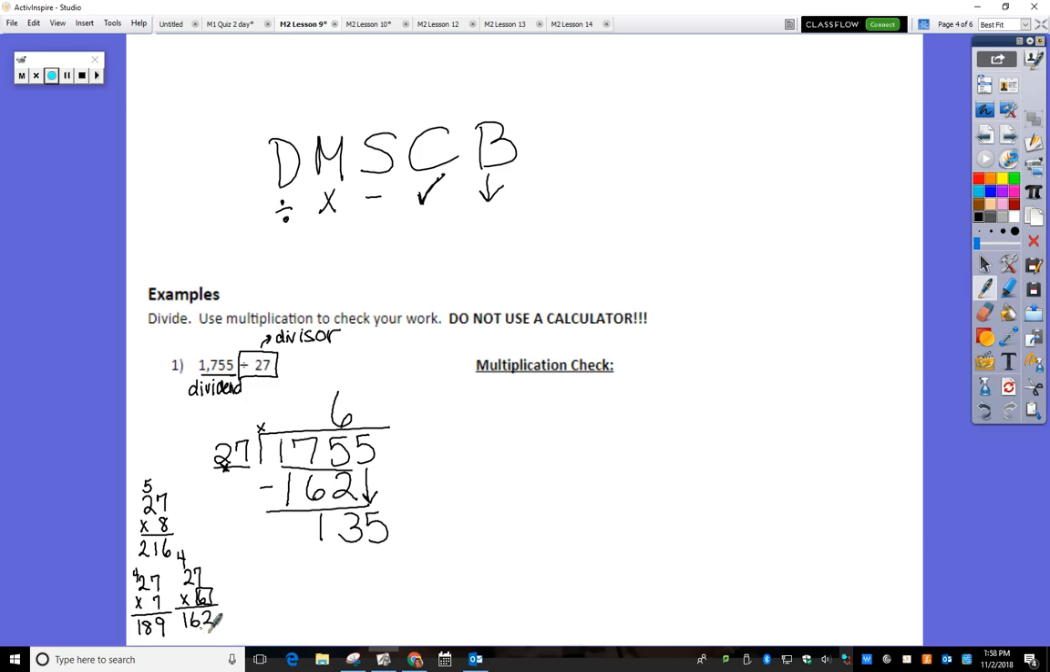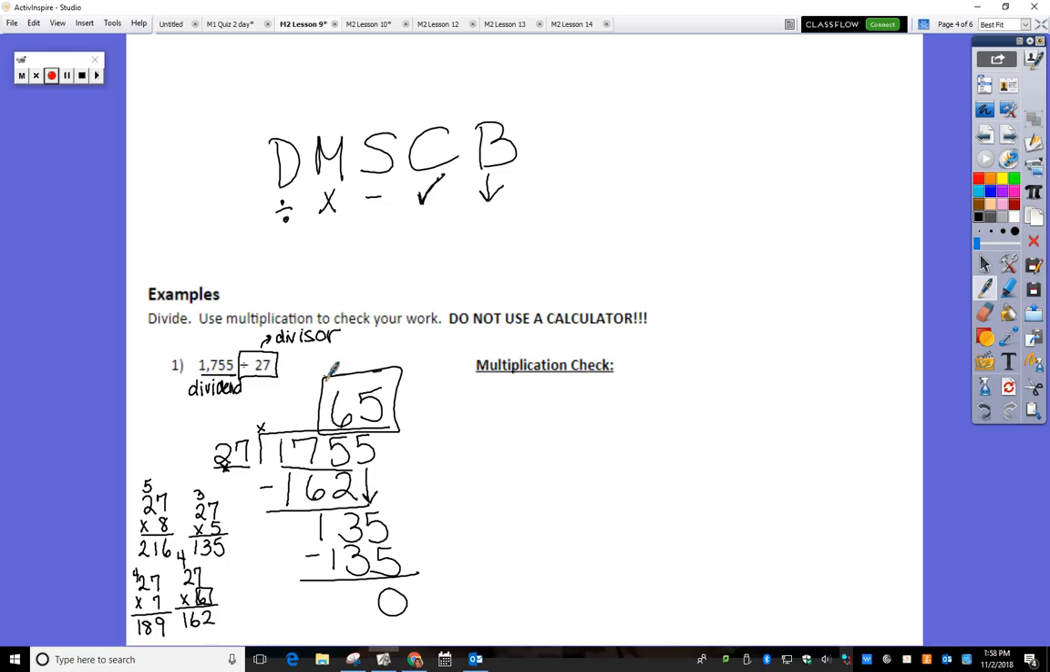If I look to the side, I can see that 162 is too high. So I'm going to try 5, which gives me exactly 135. So the 5 goes up top. I'm going to be subtracting, checking, and there's nothing left to bring down. So this would be my quotient.